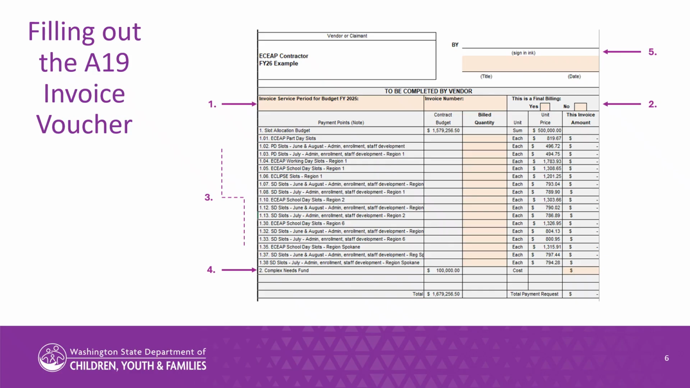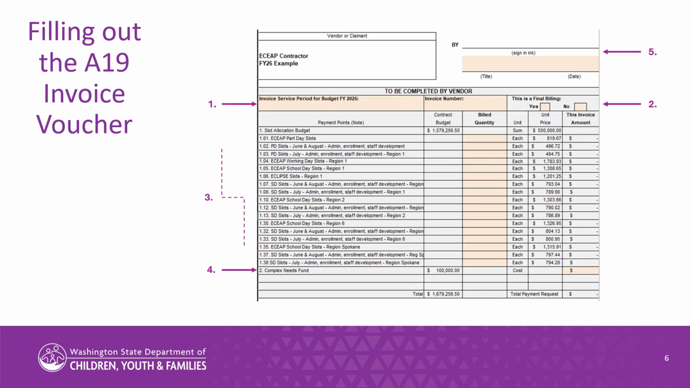5. The contractor reviews and signs the A-19. The contractor identifies the job title of the person signing the A-19 and the date when the documents were signed. Submit the A-19 invoice to the DCYF ECAP inbox by email.